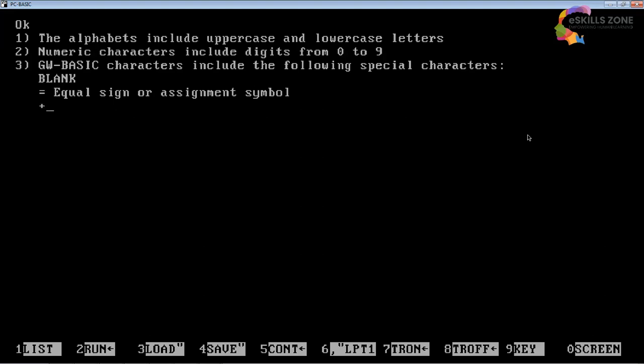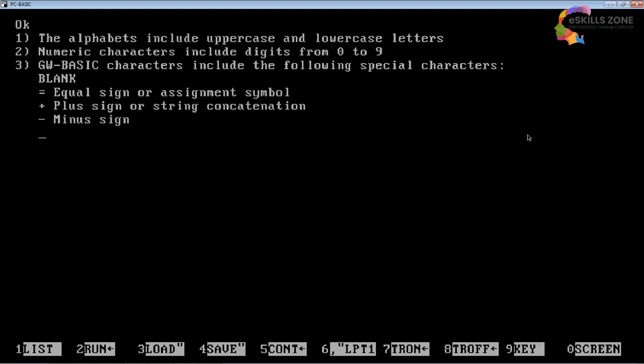The third one is the plus sign. You can call it sign or symbol, both have the same meaning. It is also used for string concatenation. We will discuss later what concatenation means, it is a topic we need to learn about. The next one is the minus sign. It is used to perform subtraction, so the minus sign is also a type of special character.